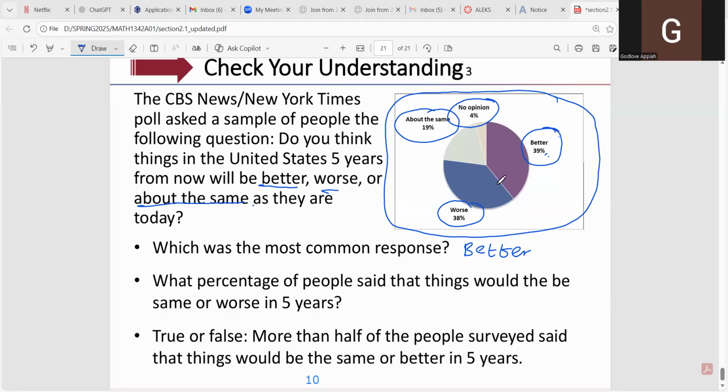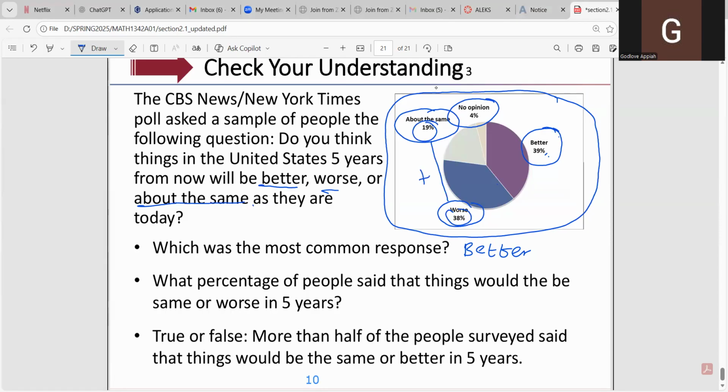All right. So what you have to do here is simply add the proportions of those who said things are going to be the same and the proportion of those who said things are going to be worse. So you're going to add these 2 percentages right here. So this plus that. So if you add it up, you're going to have 57%. So that is pretty easy to do.